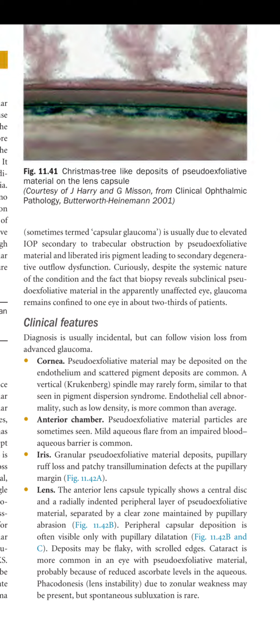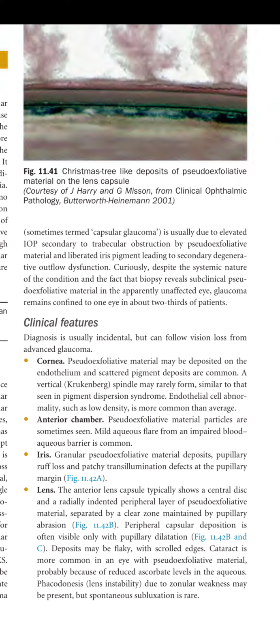And endothelial cell counts are usually low. Anterior chamber pseudoexfoliative material particles are sometimes seen. Mild aqueous flare from an impaired blood-aqueous barrier is common. So in this case there will be an impaired blood-aqueous barrier and there will be aqueous flare.